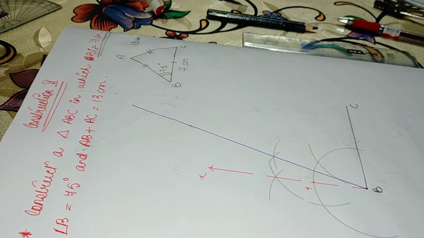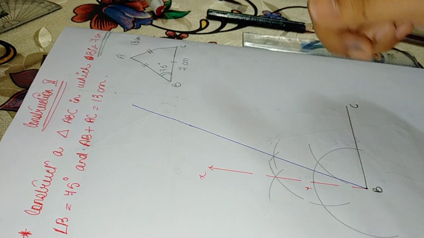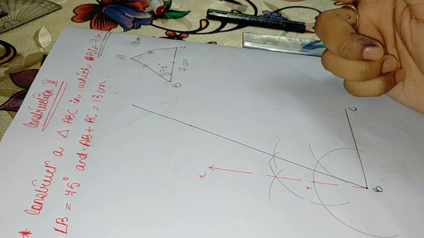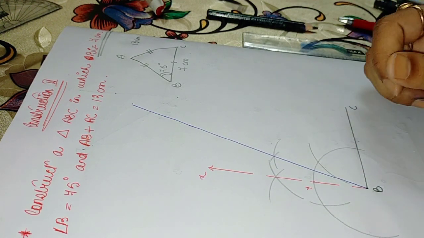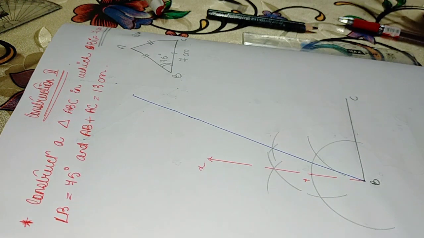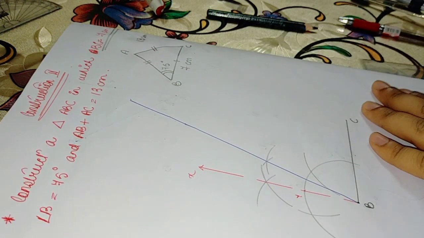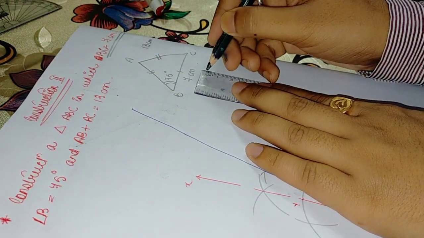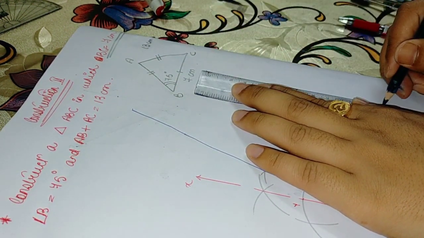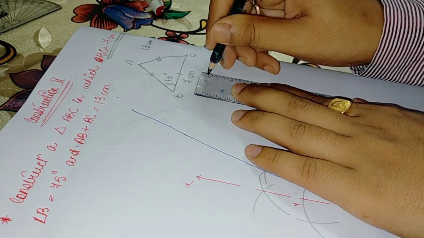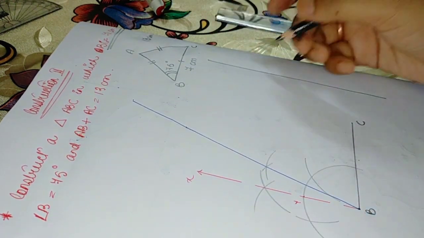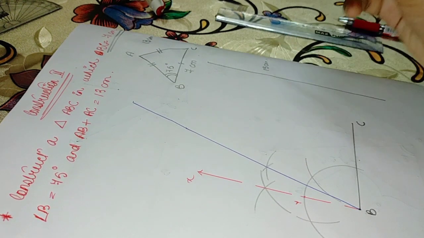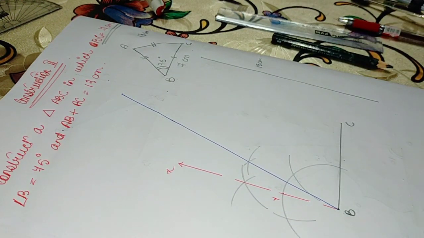So for getting 13 centimeter as the sum total of the other two sides of the triangle ABC other than BC, I will take a measurement of 13 centimeter somewhere in the corner. 13 centimeter, mind it, it should be exactly 13 centimeter. This is a 13 centimeter line segment.